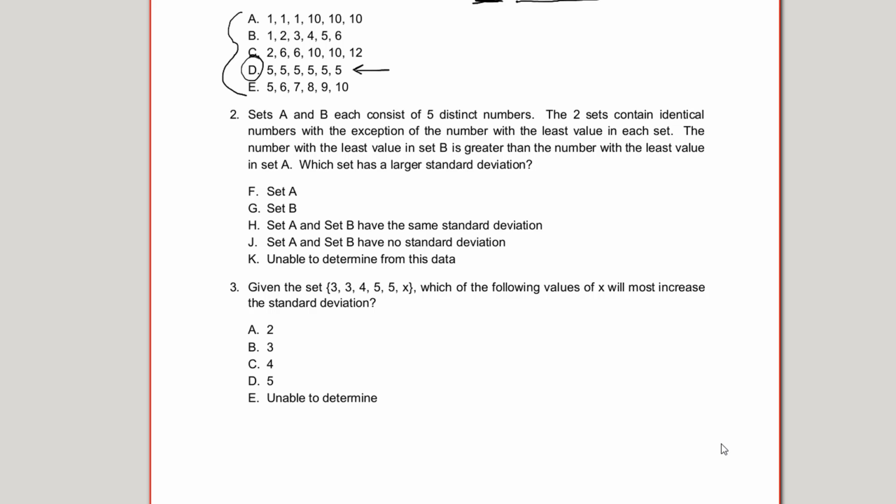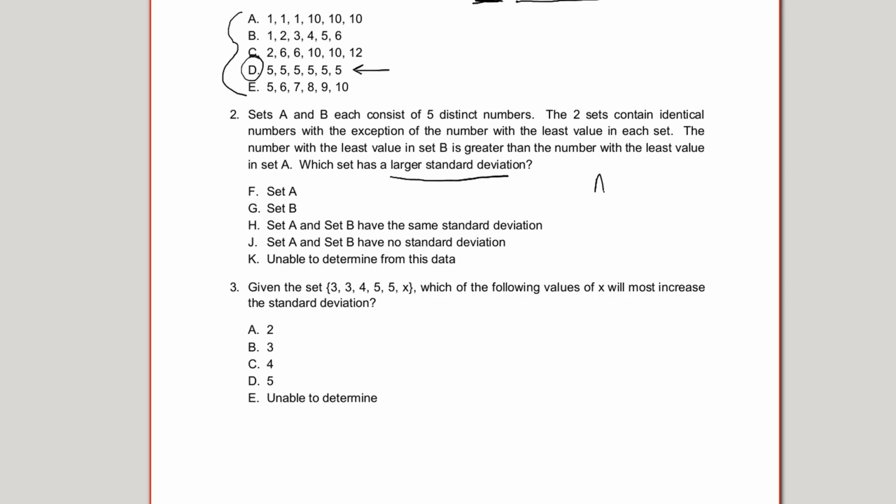Question 2 says sets A and B each consist of 5 distinct numbers. The two sets contain identical numbers with the exception of the number with the least value in each set. The number with the least value in set B is greater than the number with the least value in set A. Which set has a larger standard deviation? So larger, the greatest distance from the mean, is what we're basically looking at.